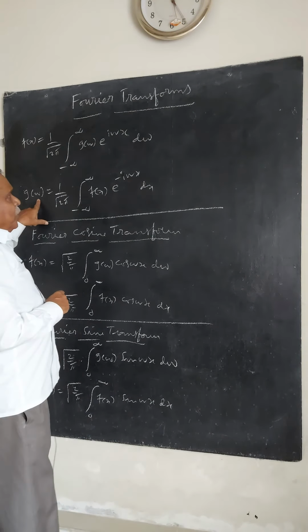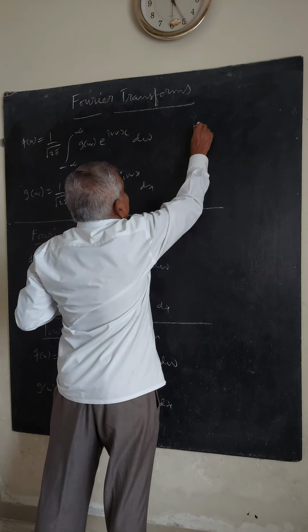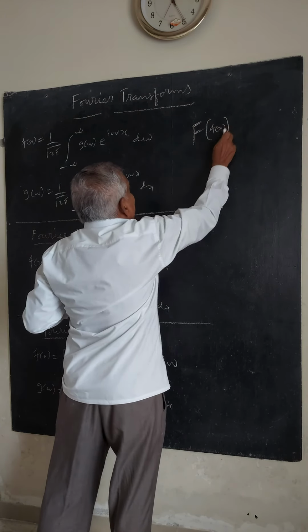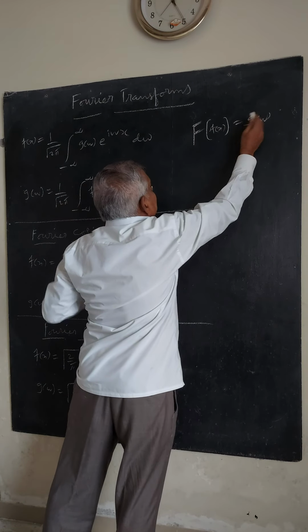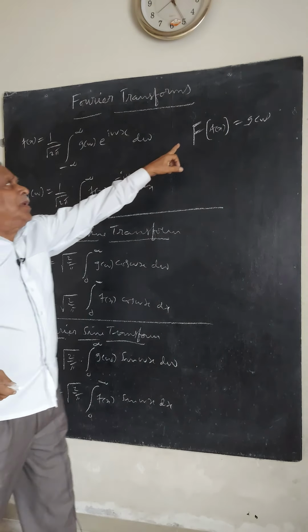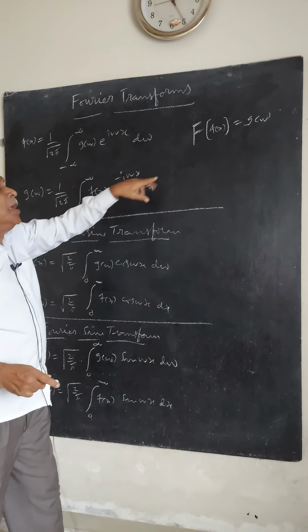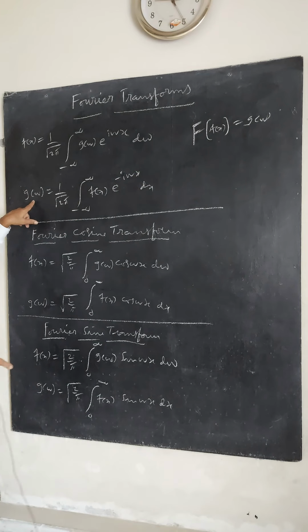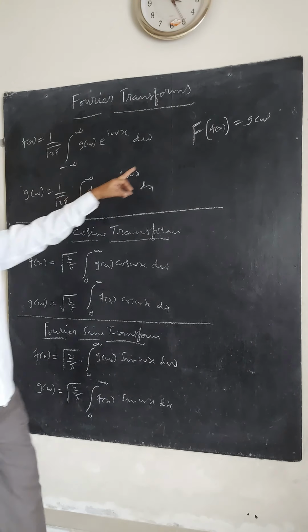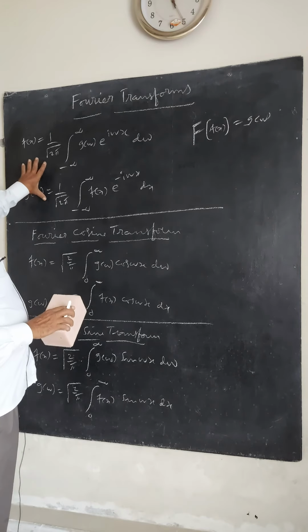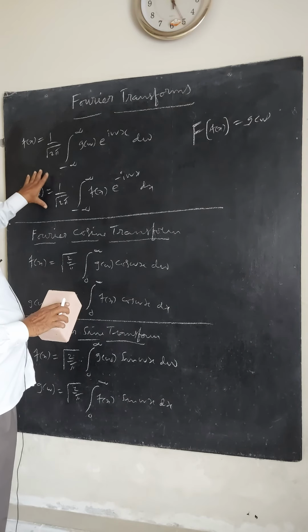See, g omega is a Fourier transform. Fourier transform of f of x equals g omega. If you write it like this, it will confuse you. Therefore, I am writing g omega instead of this. Similarly for cosine and sine also. We are going to see the fifth sum in this complex form of Fourier transform.